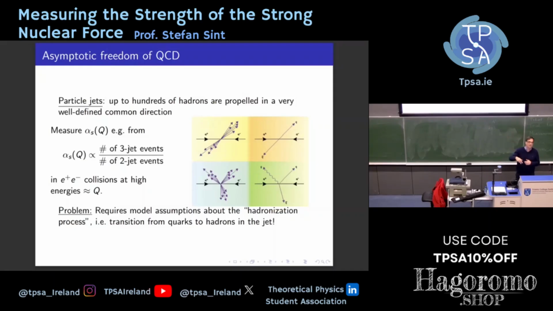So you get a measurement of alpha, or some idea of the size of alpha, from just counting three-jet over two-jet events. And then the typical energy that you have in that reaction is basically the energy of the e+ e- pair that you have. So this is very high energy.